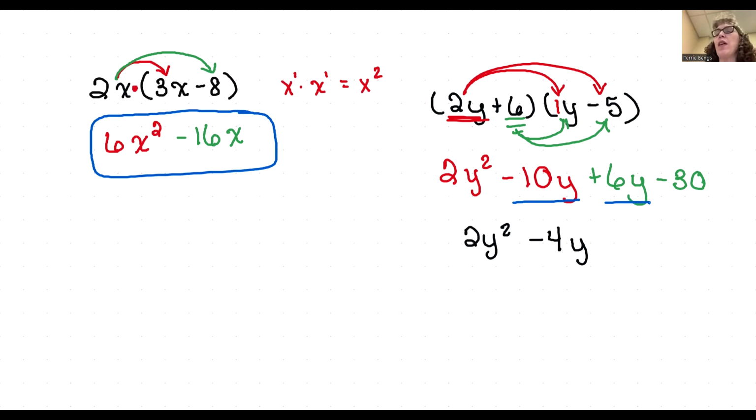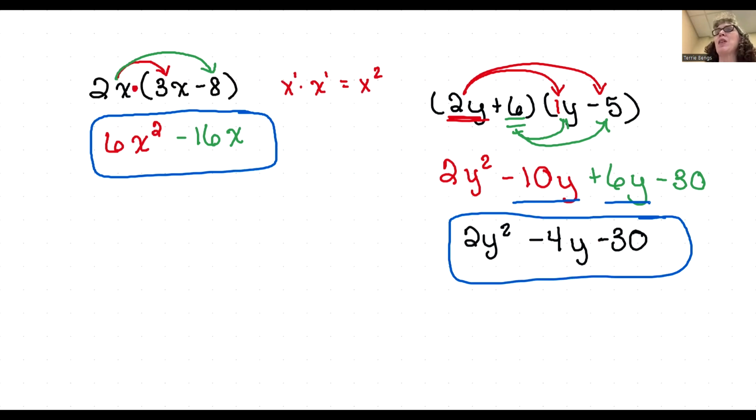All right, so we have negative 4y, and then that negative 30 didn't combine with anybody, so we just bring him down. We always check one last time. Can we combine anything? Nope, we have no like terms left, so we'll just circle that answer. That becomes our answer.